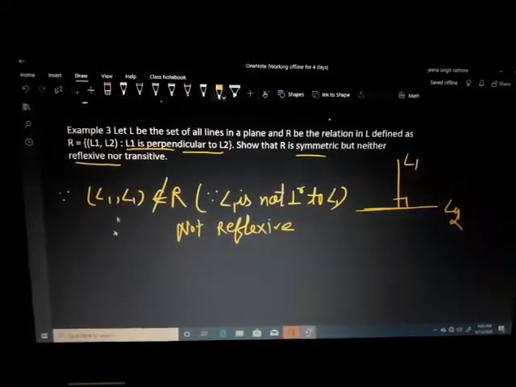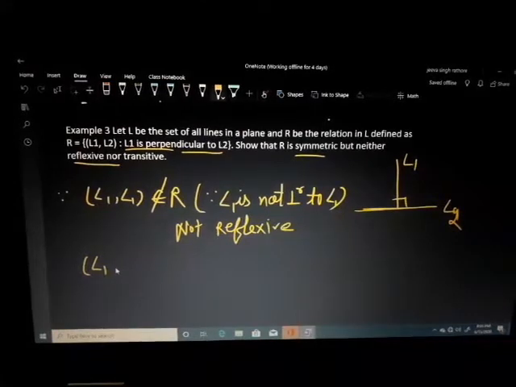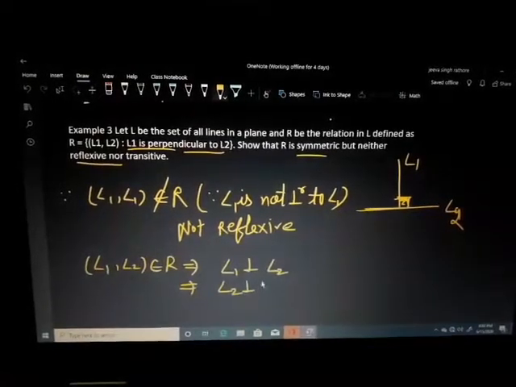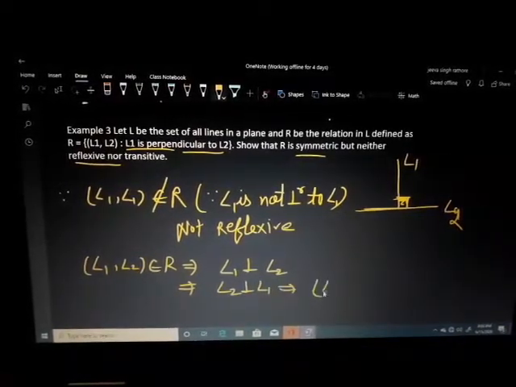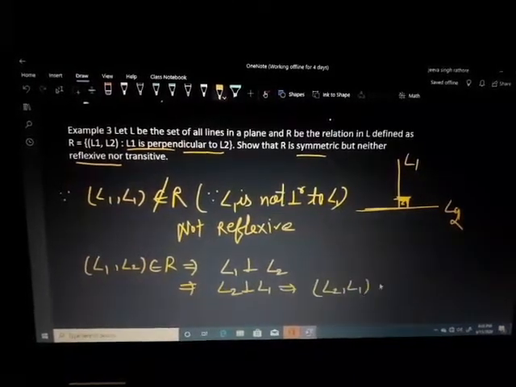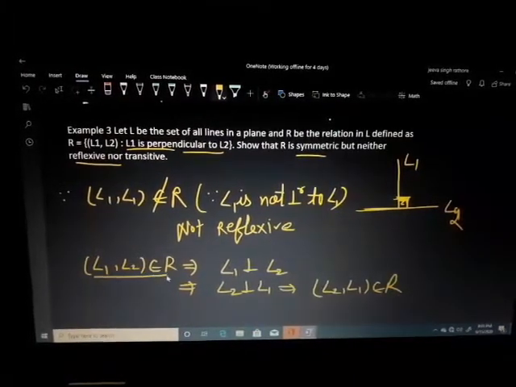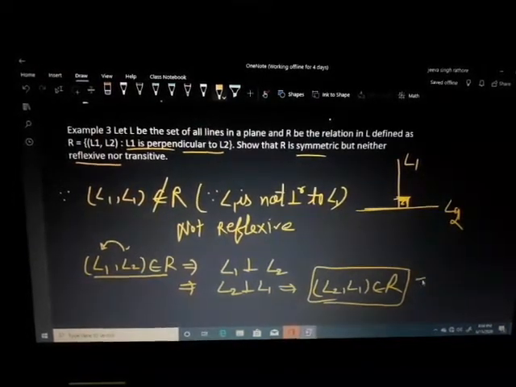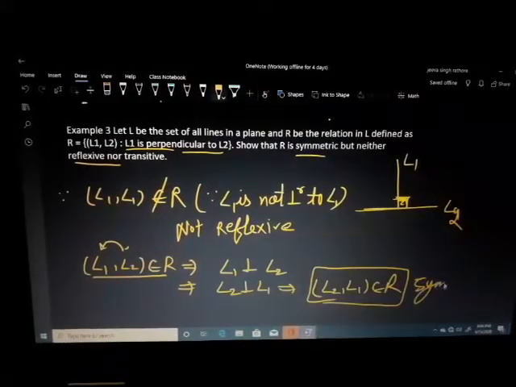Next one. L1 comma L2 belongs to R. It means L1 is perpendicular to L2. I can write L2 is also perpendicular to L1. It means L2 comma L1 also belongs to R. Since L1 comma L2 belongs to R, if we flip it, L2 comma L1 also belongs to R. It means this relation is transitive. Sorry, this relation is symmetric. This is symmetric.